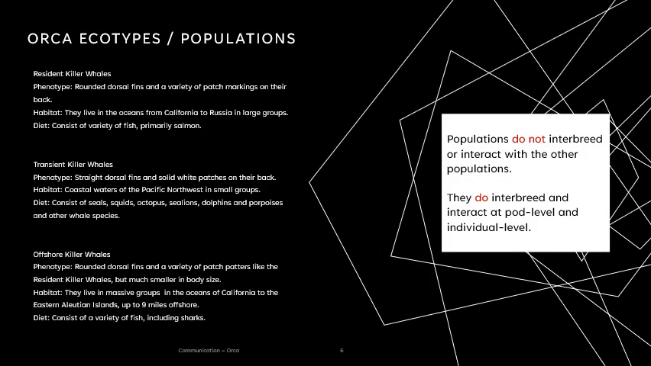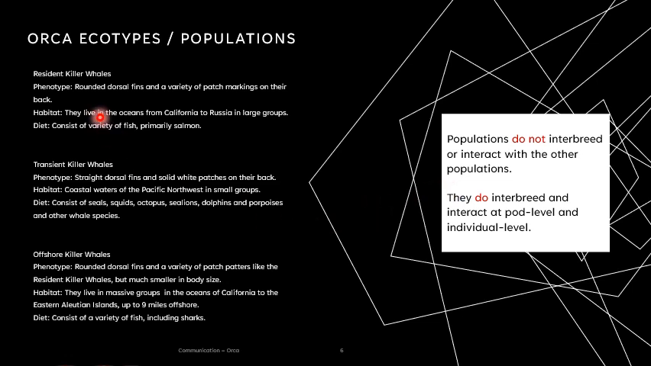Okay, so ecotypes. There are three different main ecotypes: resident killer whales, transient killer whales, and offshore killer whales. If you can remember the previous slide, resident killer whales are the ones with the rounded dorsal fins. They were the mid-sized killer whales, and the transient killer whales are the ones with straight dorsal fins, and offshore killer whales are the smaller killer whales compared to the other two phenotypes. If you go back to that slide, you might be able to take a look at the different phenotypes.